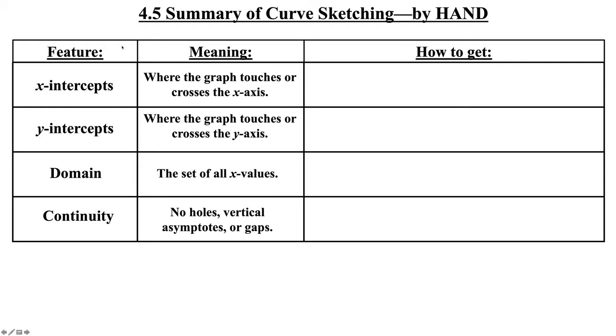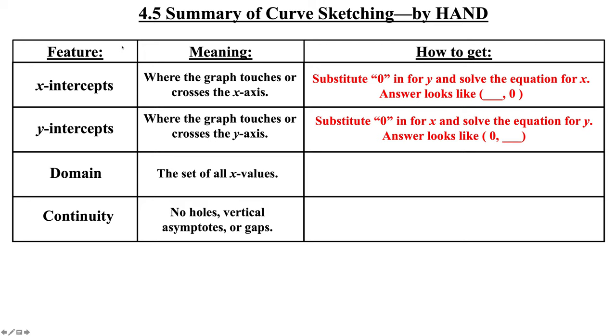Our x-intercepts, this is where your graph touches or crosses the x-axis. You'll just substitute 0 in for y and solve the equation for x, and your answer has to look like a point. Your y-intercept, same concept, this is where it touches or crosses the y-axis. You substitute 0 in for x and solve the equation for y, and your answer has to look like a point, 0 comma some value.